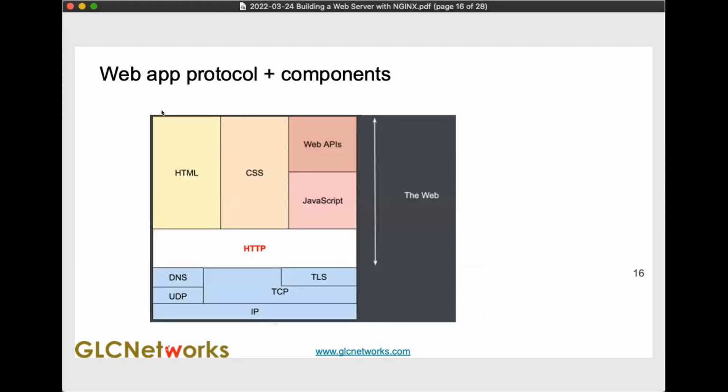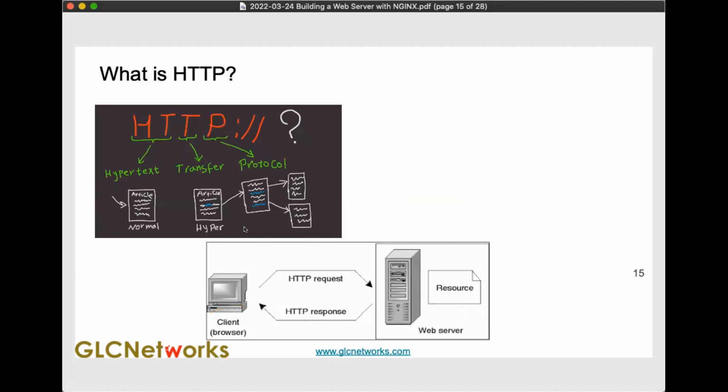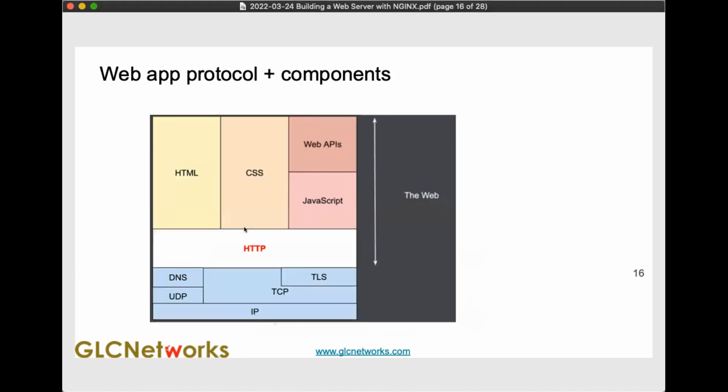Okay, web application protocol and components. When we talk about HTTP, Hypertext Transfer Protocol, this is the stack of protocols we are using. This is layer 7, L7. Below we have layer 6 and layer 5, all three layers combined together into a software. Then we have layer 4 here, either UDP or TCP.